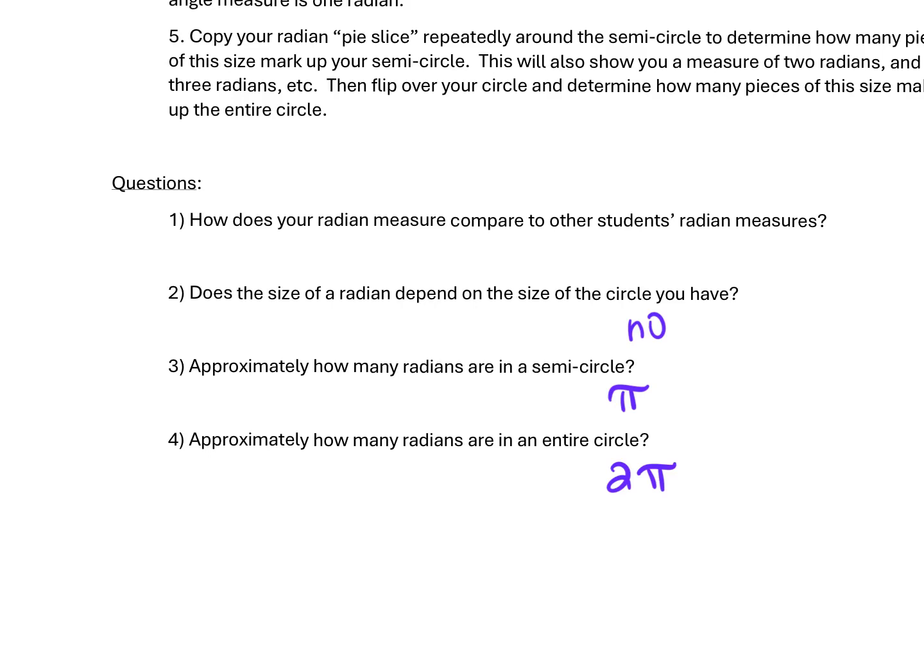Thank you, Leah. Okay, so once again, let's talk through this really quickly. Does the size of a radian depend on the size of the circle that you have? No, the radian measure is always going to be the same regardless of the size of that circle, right? Approximately how many radians in a semicircle? Pi radians covers a semicircle, which is 180 degrees, right? And how many radians in an entire circle? That covers 360 degrees. That's 2 pi radians, right?